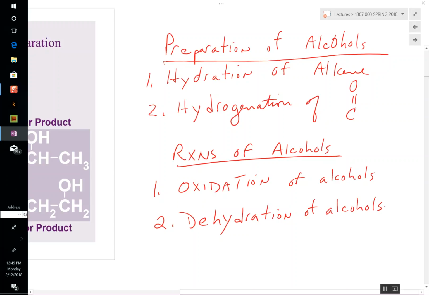All right? And let me just make sure that we know, I'm talking about alkenes. All right, you got that?